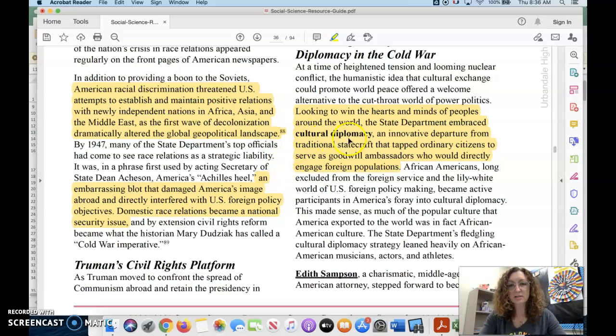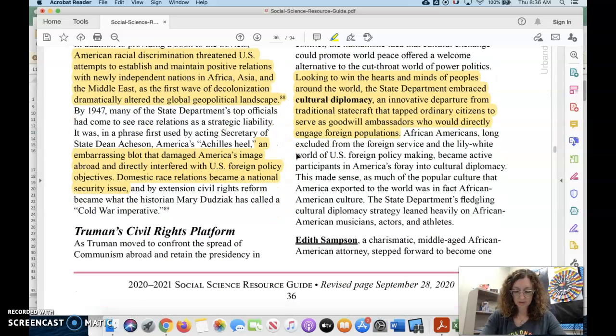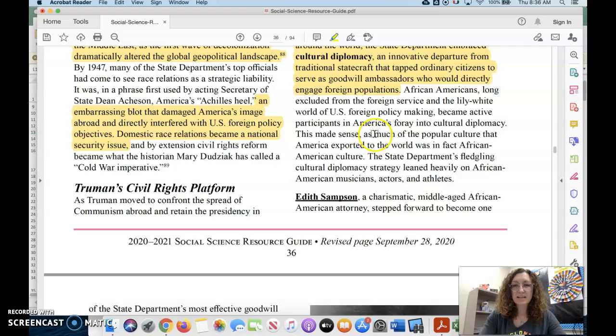This cultural diplomacy is something that the United States has been using a lot. We see it in music, we see it in art. They're trying to show the world our culture. And here's an interesting fact: much of the popular culture that America was exporting to the world was African American culture. The State Department's cultural diplomacy strategy leaned heavily on African American musicians, actors, and athletes. We're talking about Louis Armstrong, for example, and he comes up again later.